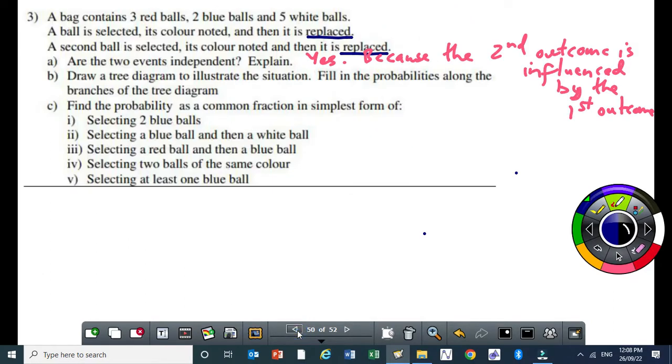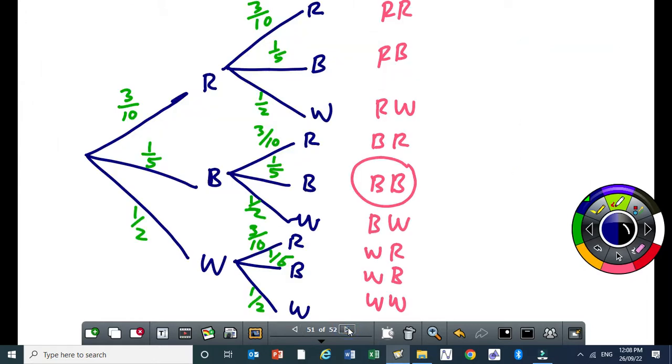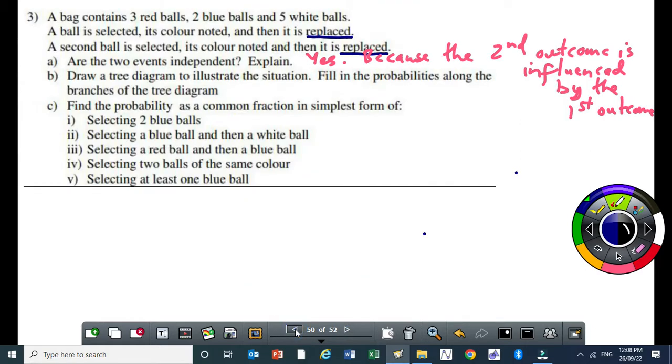Then a red and then a blue. Well, please be aware here. It's a red and then a blue. But we can also have a blue and a red. Now, we are talking about the case where you pick a red first, then after that you pick a blue one. So you pick P, R, and B.